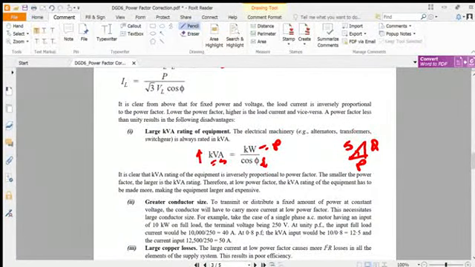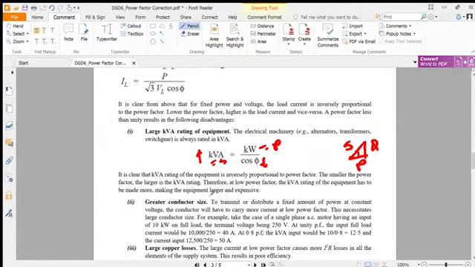If the kVA rating is higher, it means the manufacturer must build a bigger device, because for a large kVA rating, the equipment size must be bigger. So it's a disadvantage if the power factor is low. Our objective, as I said earlier, is to increase the power factor, reduce the kilovolt ampere power, I mean the reactive power, and increase the real power.